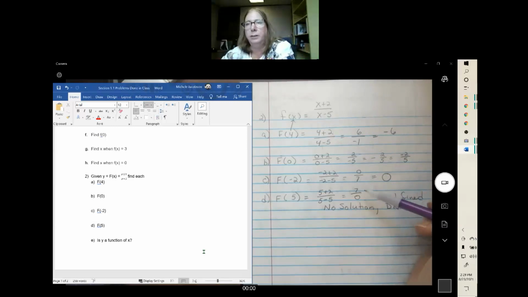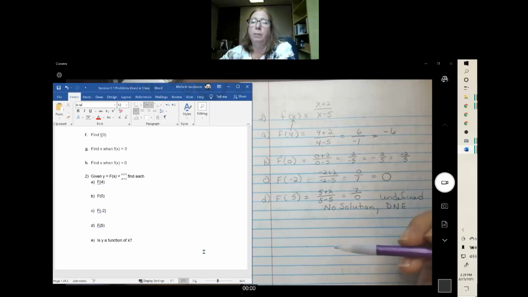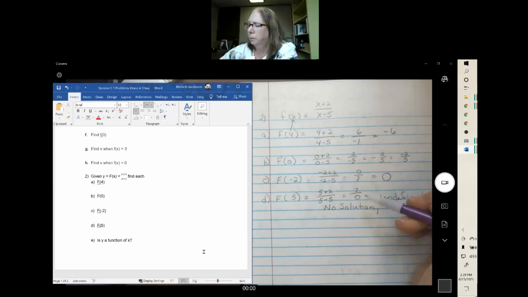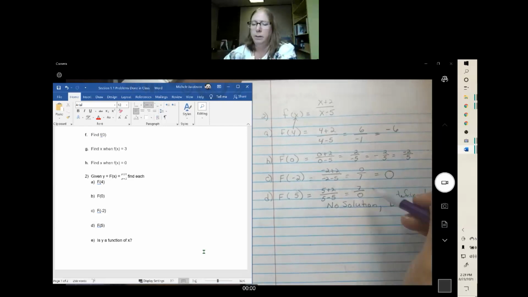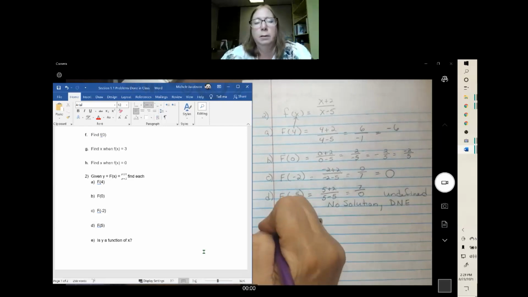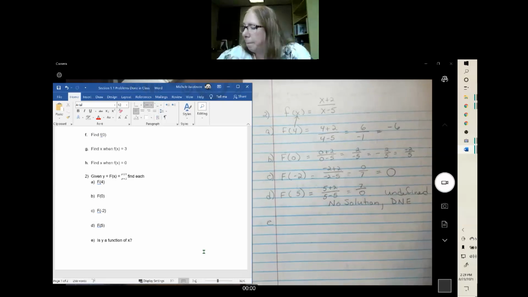It is possible to get 0 over 0. It just means there was a common factor that wasn't reduced. And we'll get into that in later chapters. Any questions on those?